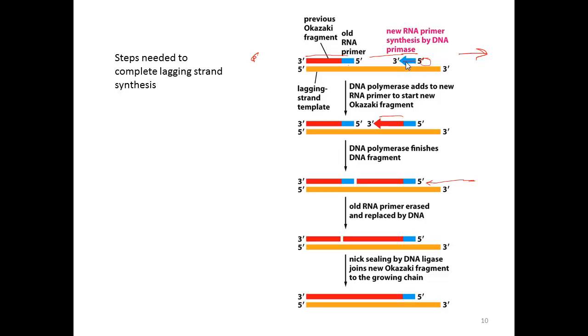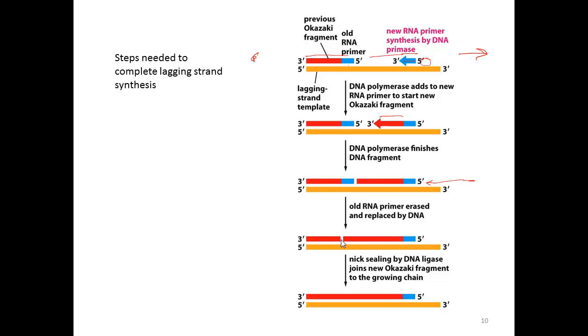now you have an established primer, you have a 3' hydroxyl ready to be added to, and so DNA polymerase comes in and it's going to add a DNA nucleotide to the existing 3' RNA hydroxyl group. And then it's going to continue to synthesize DNA. And it's going to synthesize until it hits the previous RNA primer. And then it's going to chew away the fragments of RNA and lay down DNA.